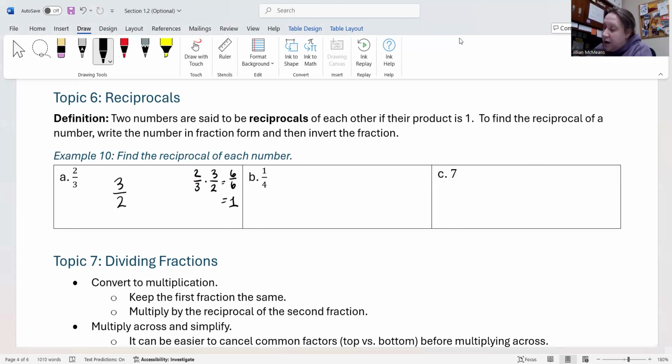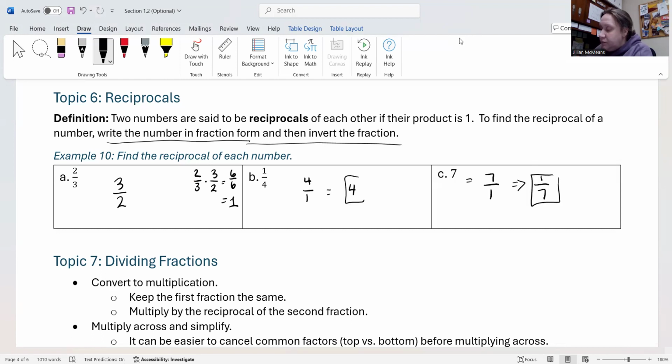Now, for 1/4, when I flip the fraction over, I get 4/1. So we would generally just say the reciprocal here is 4. You could leave it as 4/1 or just leave it as 4. It doesn't really matter. Now, for part C, we have just the number 7. The directions say write the number in fraction form and then invert the fraction. 7 is not written in fraction form, but we could easily convert that into a fraction by just saying it's 7/1. And then you can invert the fraction, so we would say that this is 1/7. So make sure you know how to find a reciprocal because it is a pivotal part of dividing fractions, okay?